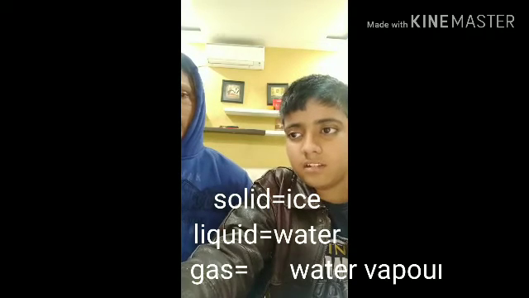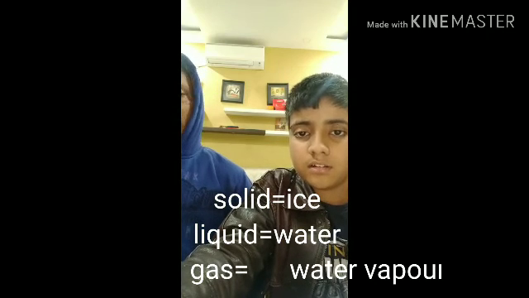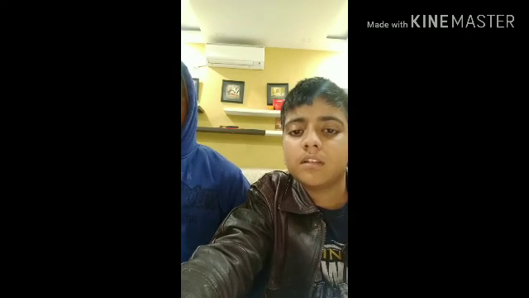Change of state. There are three states of matter: solid, liquid, and gas. Example, water. First, solid. When we freeze the water in the refrigerator, it becomes ice, which is the solid form of water. And when we again heat the ice, it becomes water. If we heat the water more and more, it boils and becomes gaseous state. That is water vapor.